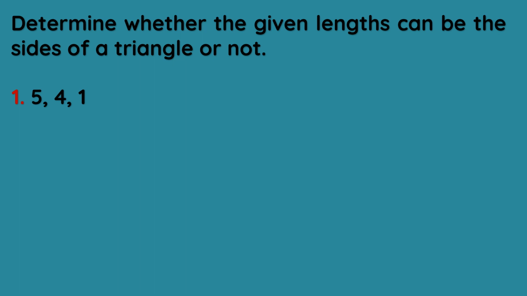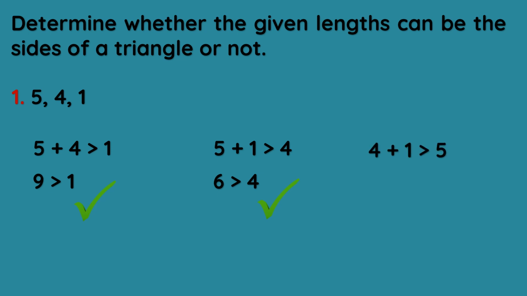So let's take first the sum of 5 and 4. 5 plus 4 is 9, and 9 is greater than 1. That's correct. The second one is to take the sum of 5 and 1. 5 plus 1 is 6. 6 is greater than 4. Therefore, that's also correct. Lastly, we take the sum of 4 and 1. 4 plus 1 is 5.